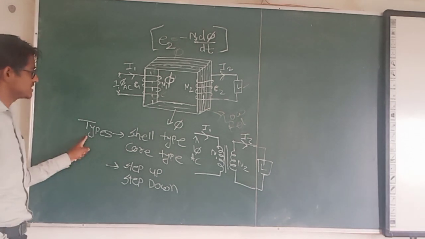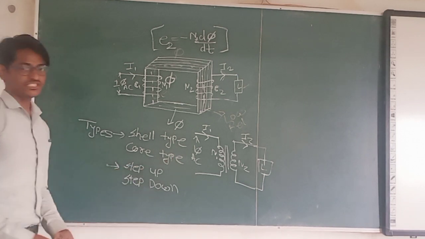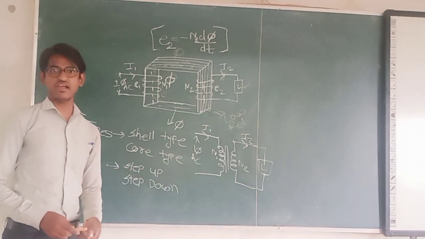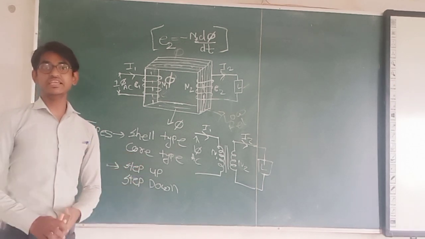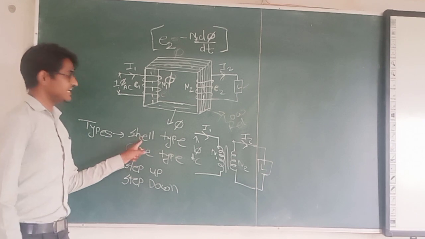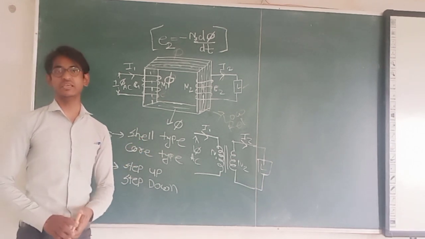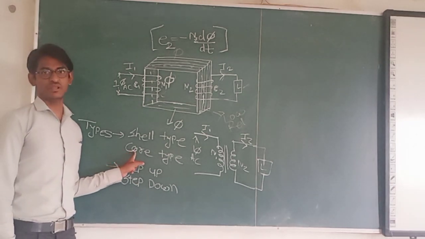Now, depending on the construction and their application, there are two types: shell type transformer and core type transformer. In a shell type transformer, the core encircles the winding, and in a core type transformer, the winding encircles the core. Shell type transformer is used for high current rating applications, and core type transformer is used for high voltage applications.